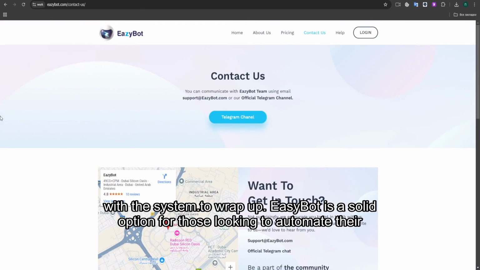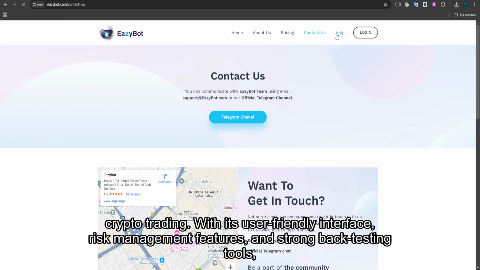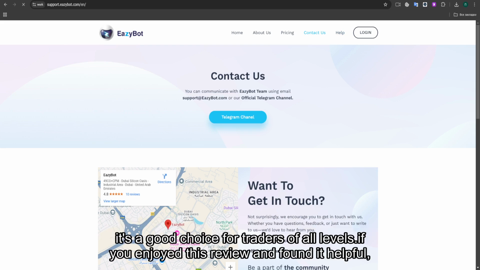To wrap up, EazyBot is a solid option for those looking to automate their crypto trading. With its user-friendly interface, risk management features, and strong backtesting tools, it's a good choice for traders of all levels.